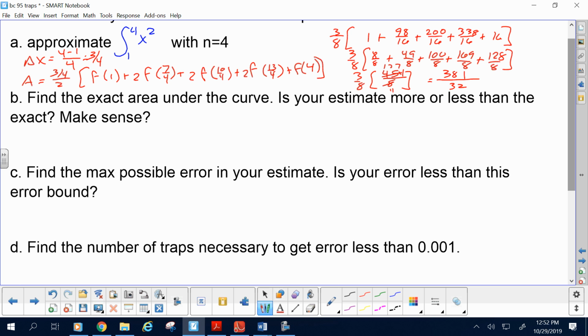$381. Oh man, I hope that's right. I got 381 over 32. I got 681. 681? Yeah. Dang it. What did I do wrong? That seems really small. Is it x squared? Did you square them? I definitely squared them. So what did you say it was, 681? No, because of fours. So you didn't do fours.